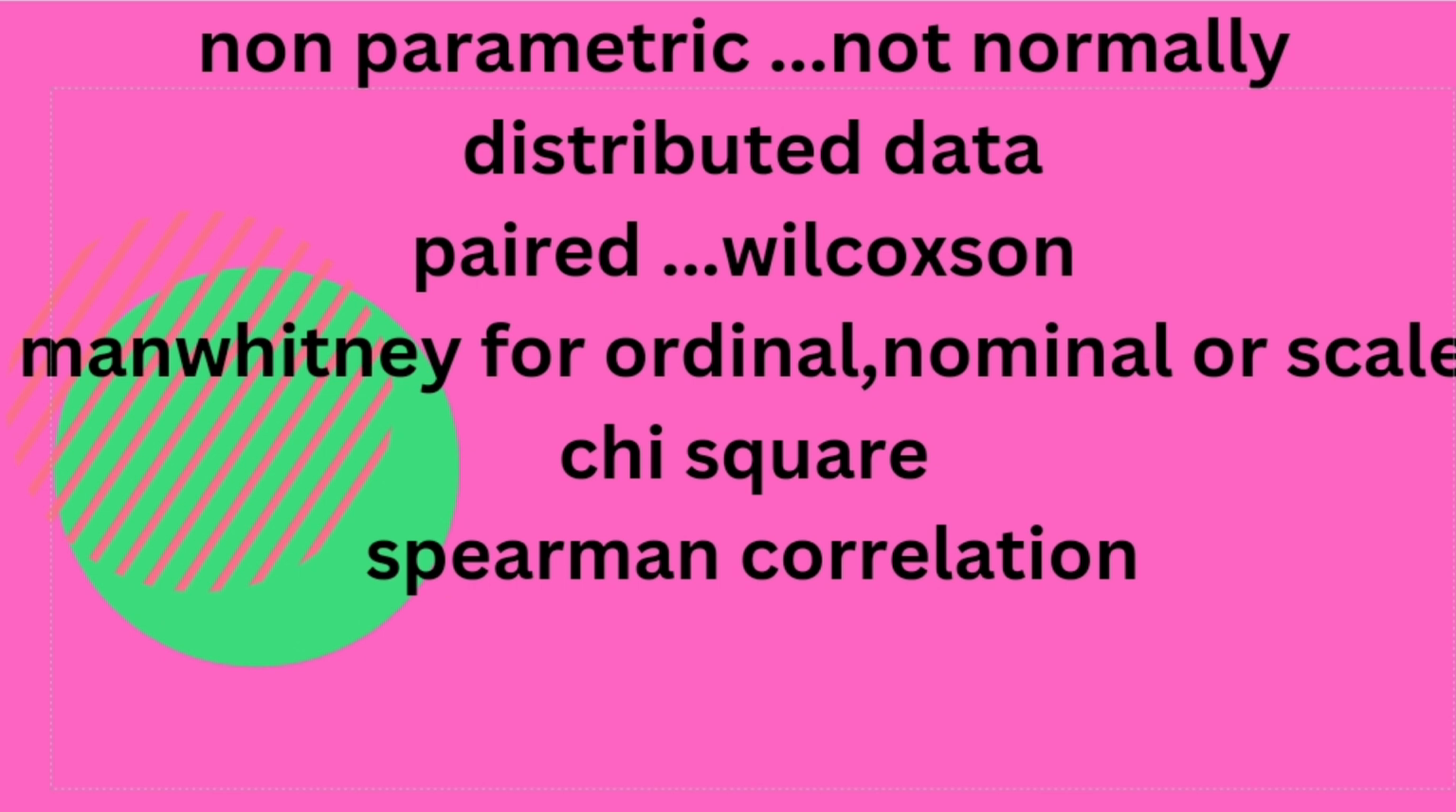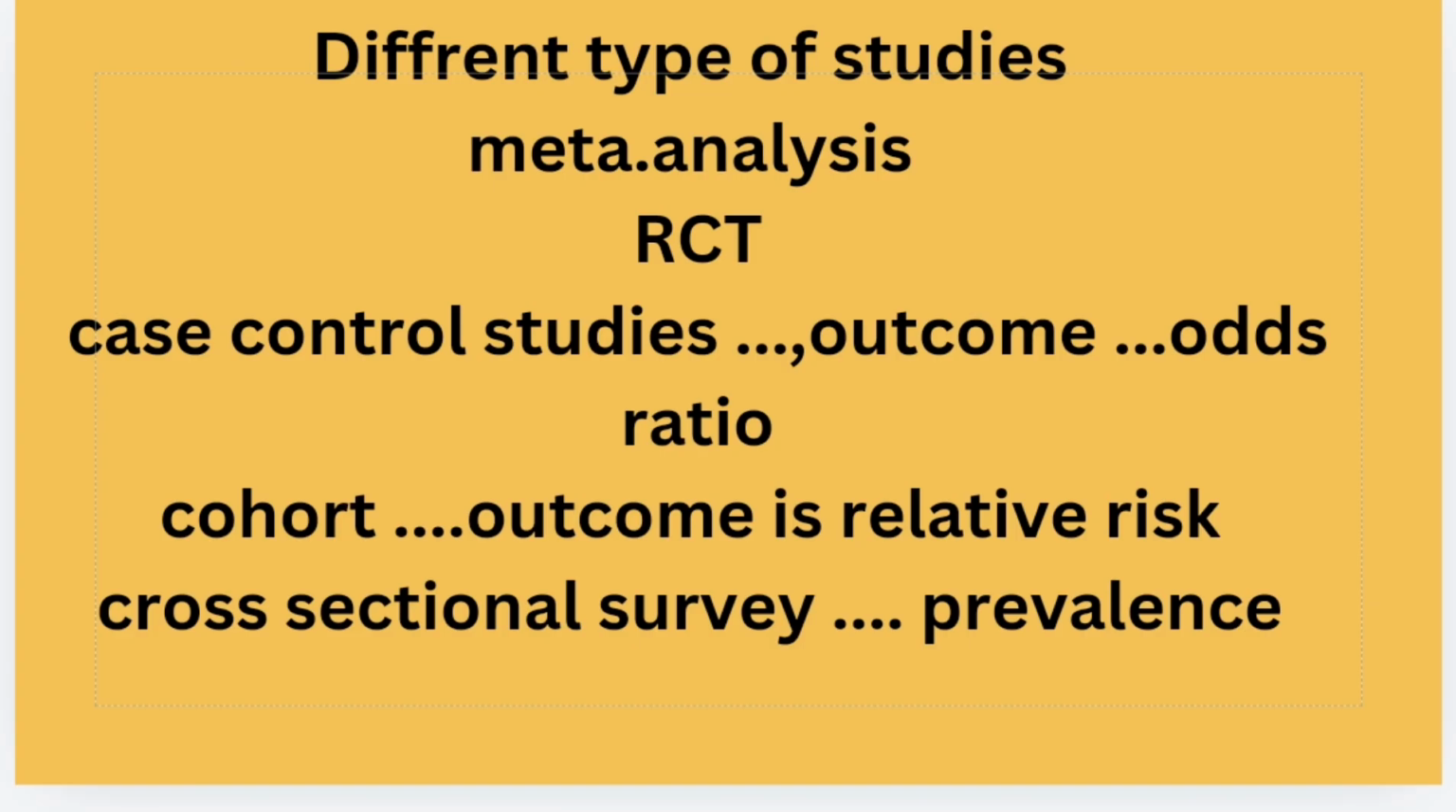Now here this is very important: what is paired data? Paired data means that the sample will be the same, and recordings will be taken from the sample before an intervention and then after an intervention. Then there are different types of studies. The most superior study is meta-analysis.